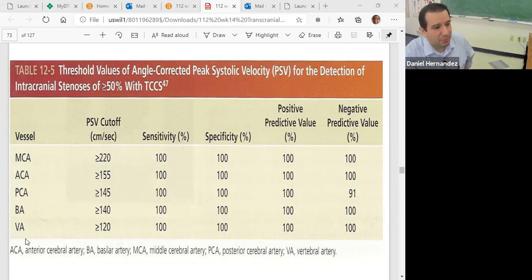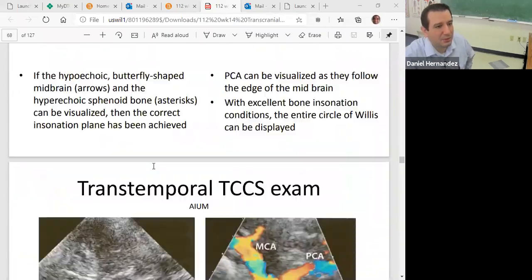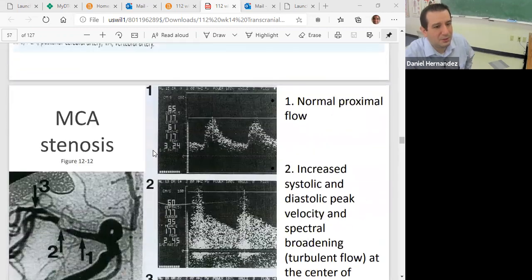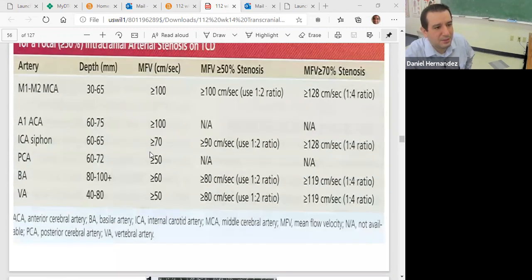Just remember that your posterior circulation velocities are always going to be less than your anterior circulation velocities. So if we go back up to that other chart with our transcranial Doppler, you'll notice that as well. Posterior circulation, we have 80 and 119. Anterior circulation is going to be essentially 190 and 128.